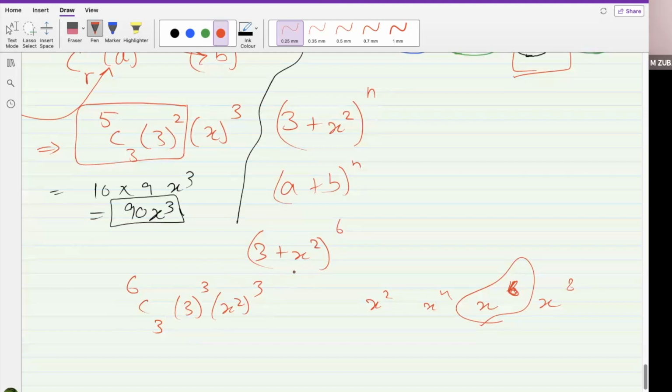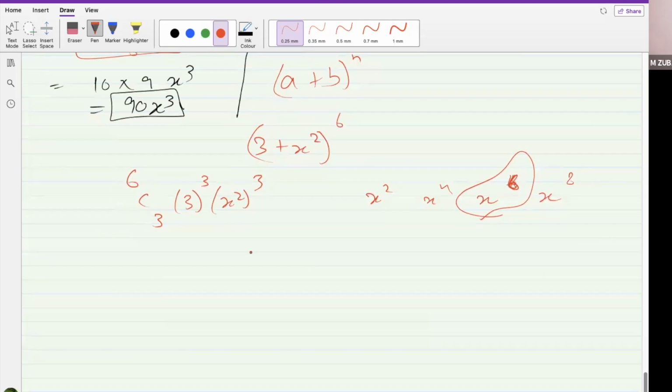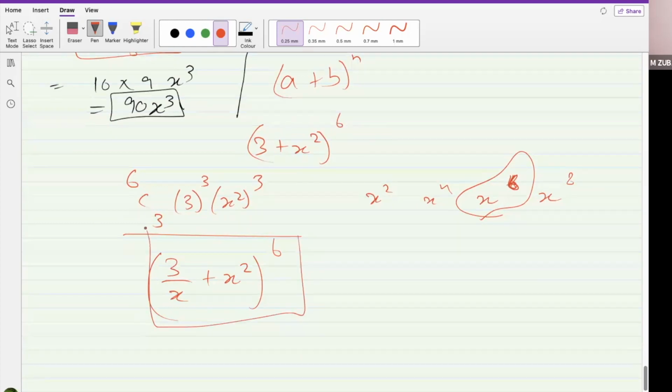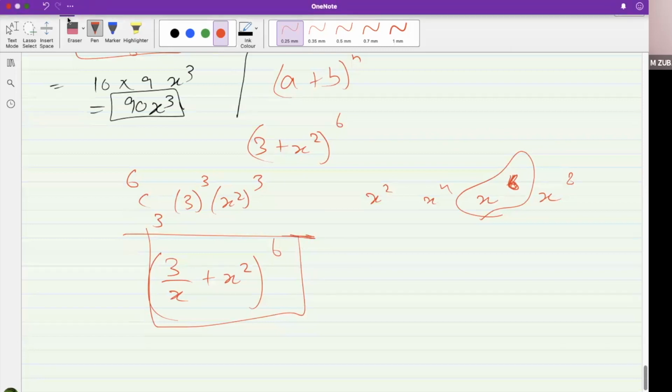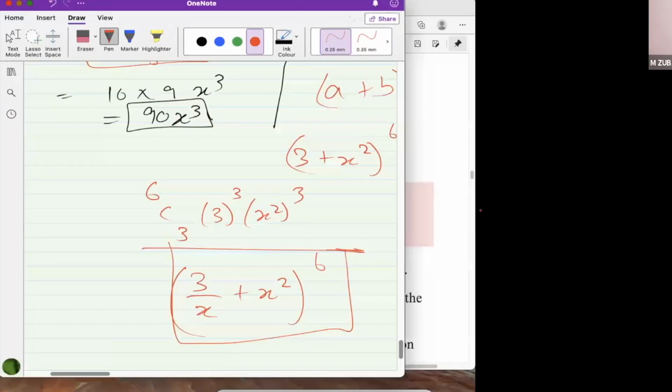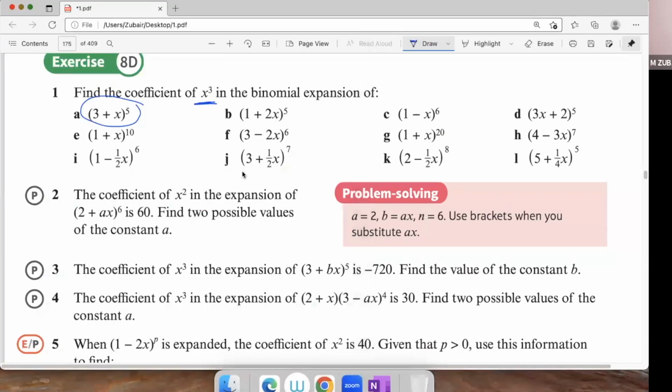The questions will get a little complicated if we have (3 over x plus x square) power 6. Now we'll have to think a lot before writing which term it would be. Then it is always easier and nicer to write the two formulas and compare. We will do that at a later stage. Our first target is to get used to the formula.